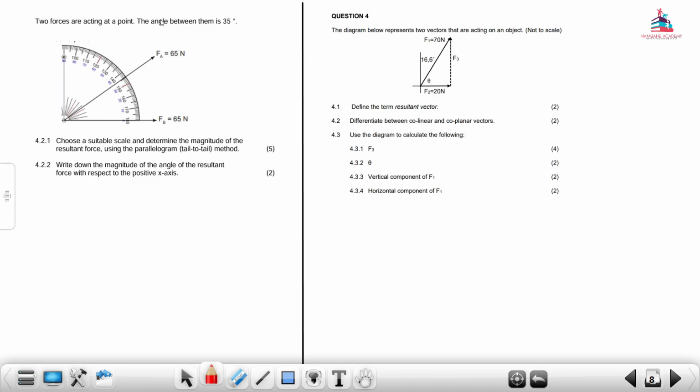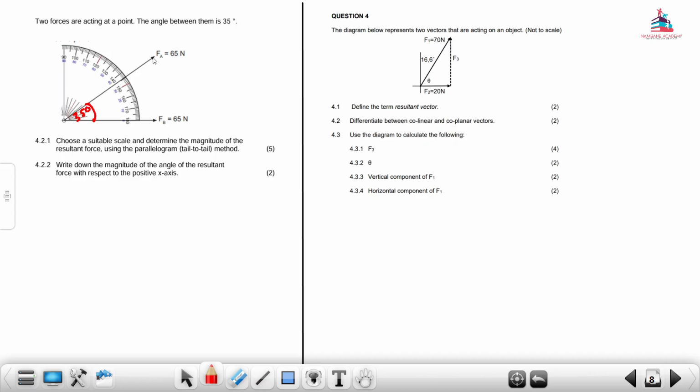Two forces acting at a point, the angle between them is 35. So the angle between FA and FB is 35. Choose a suitable scale and determine the magnitude of the resultant force using the parallelogram law. I am not going to do this up to scale, but I'm just going to explain the parallelogram law.